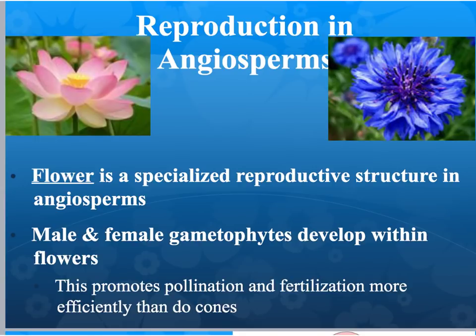A gametophyte is a structure that produces gametes, and gametes are sperm and egg, right? So the gametophyte is just that structure that produces them, sperm and egg inside of a flower, and that's where they're going to be. And this is going to help with pollination and fertilization more so than a cone is.